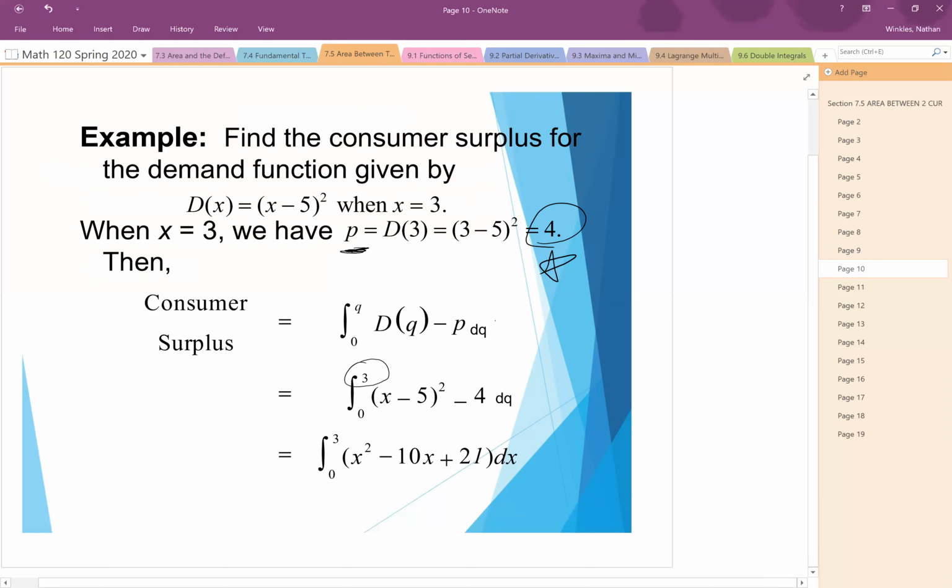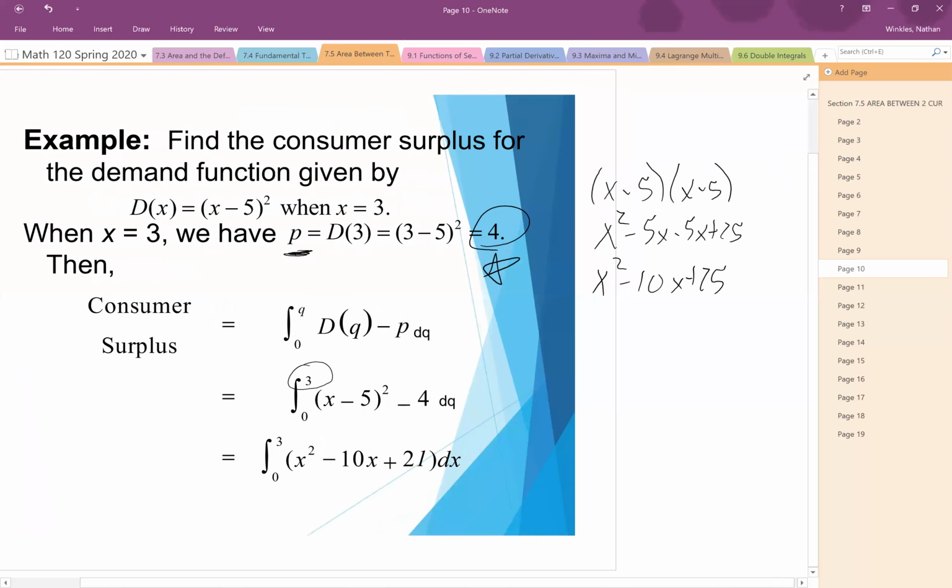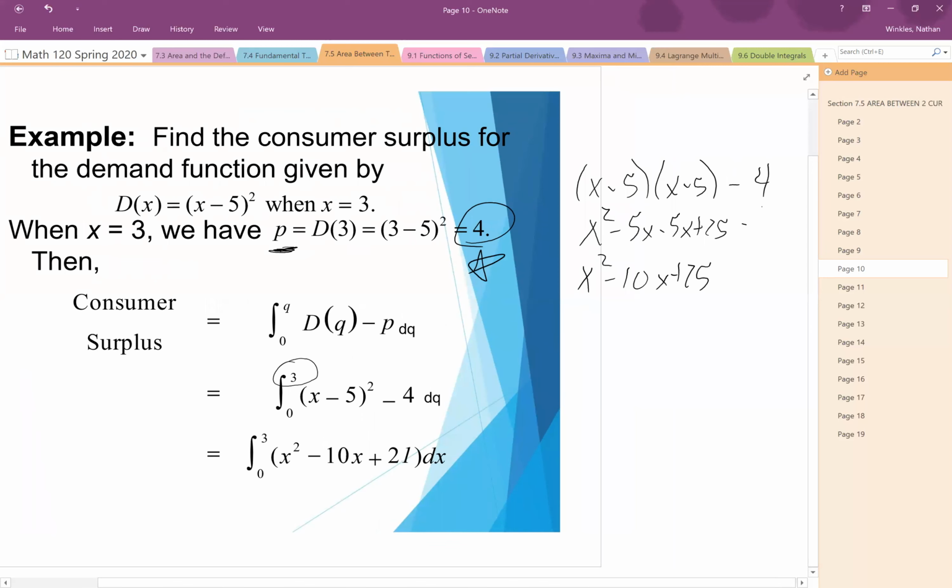So if we FOIL this out, x minus 5 all squared is x minus 5 times x minus 5: x squared minus 5x minus 5x plus 25, x squared minus 10x plus 25. Then we can subtract our 4 on that same line. So x squared minus 10x plus 21. We need to integrate this.